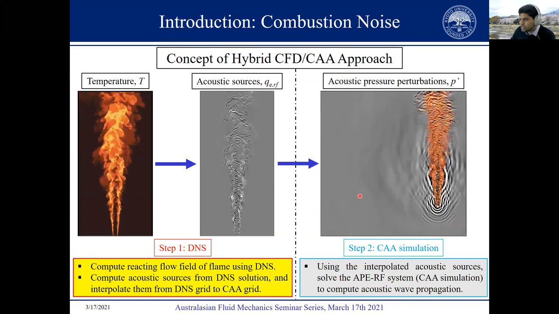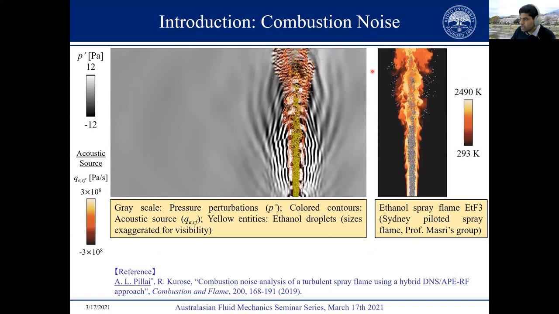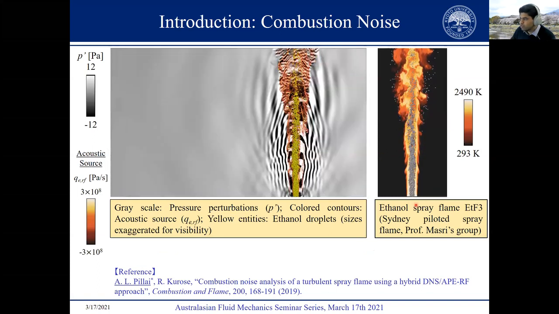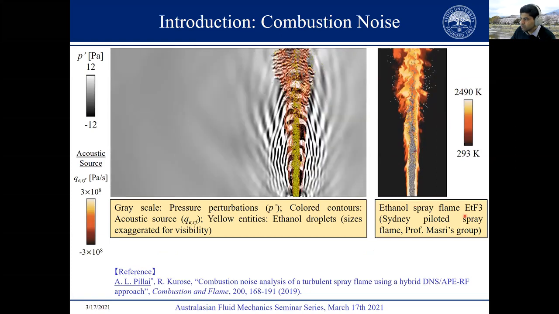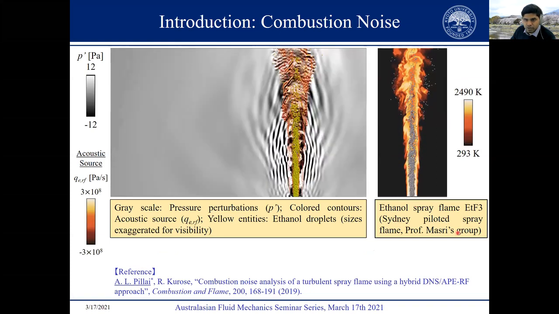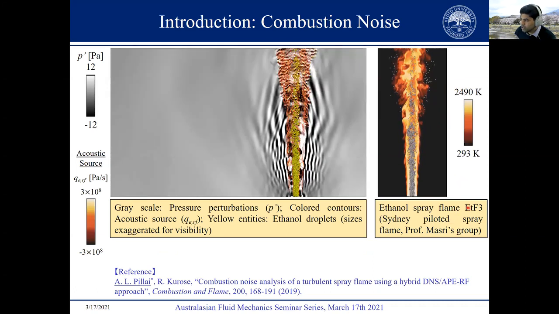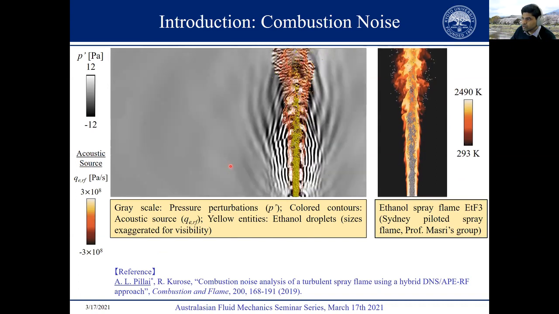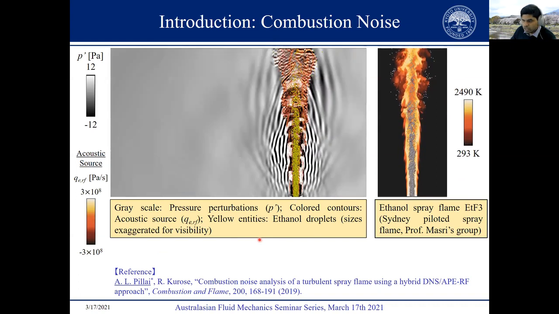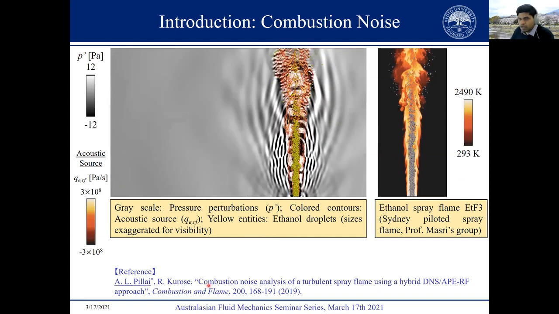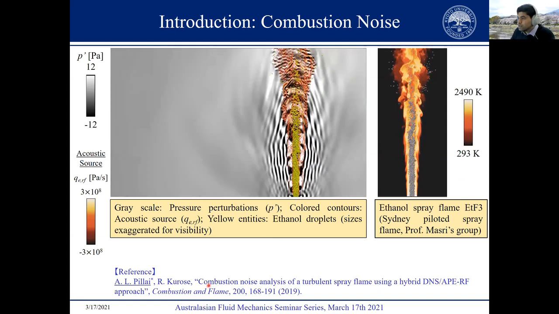So after the benchmarking, we applied this hybrid CFD-CAA approach to one of the ethanol spray flames from Professor Masri's group, which I think a lot of you must be familiar with. For this ETF3 flame, we did the DNS and also computed the combustion noise. And the findings are published in this Combustion and Flame paper. So please have a look if you're interested in it.